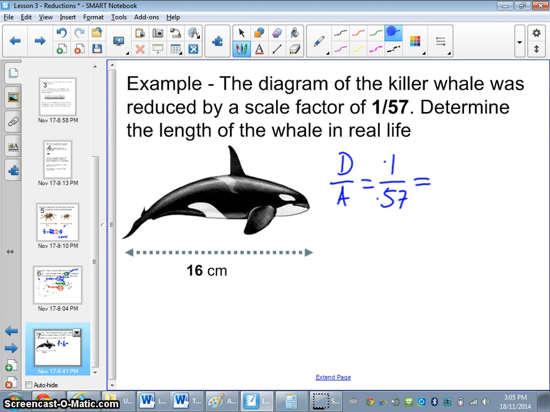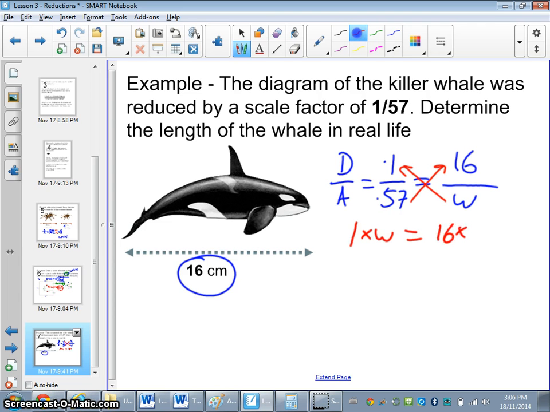And then I can use the length off my diagram. So 16 centimeters here is on the diagram, and that corresponds to the length of the actual whale. I'll call that W for whale because I don't know that length. So to solve for that, we want to cross multiply. So that means I'll end up with 1 times my W equals 16 times 57. 1 times anything is just that thing. So I'll have W equals 16 times 57.